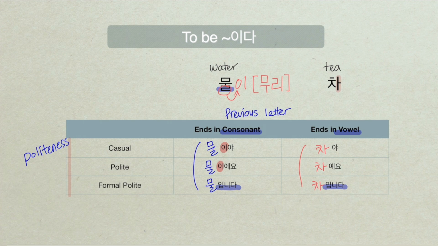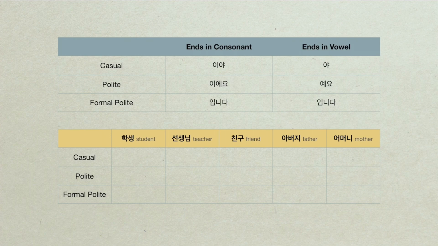Would you like to see more examples in practice? Let's read this conjugated form of 이다 together. Casual, 이야, 야. Polite, 이예요, 예요. Formal polite, 입니다. There are 5 words. Let's see one by one.